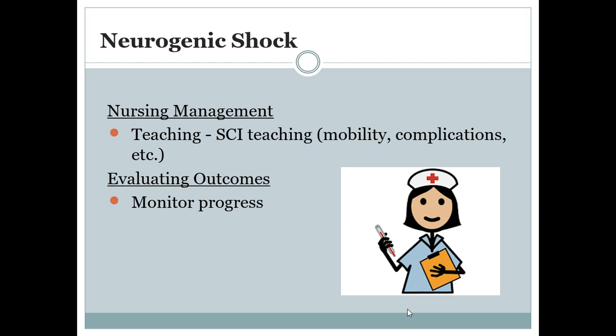So what's some teaching that we'll do for these patients? If it's a spinal cord injury, we'll do spinal cord injury teaching, mobility, complications, etc. And then for outcomes, we really want to monitor the progress. So prompt recognition and treatment of neurogenic shock is essential. We want to stabilize blood pressure, heart rate within normal limits, and adequate cardiac output are signs of successful intervention, which really those outcomes are essential for all of the types of shock.